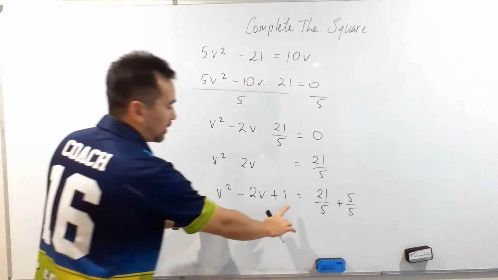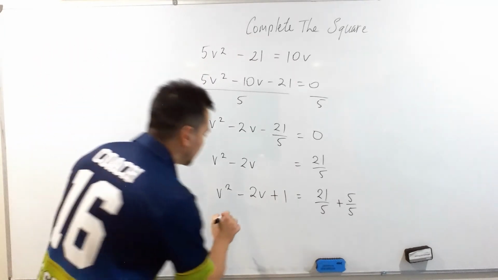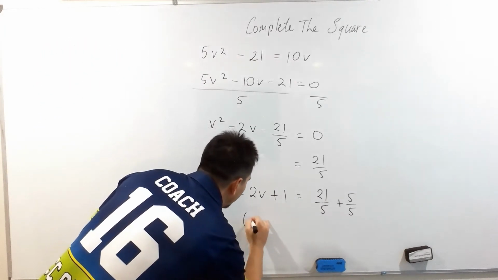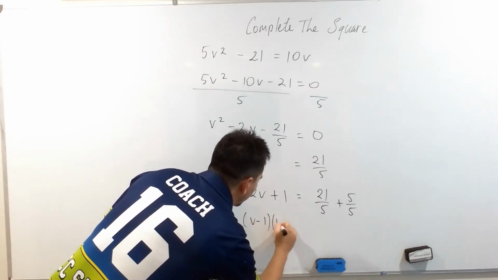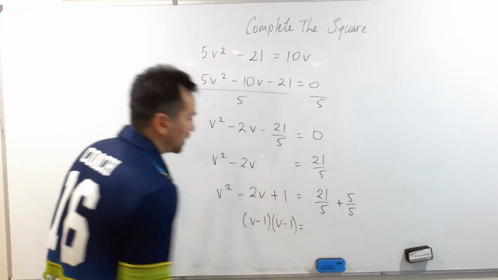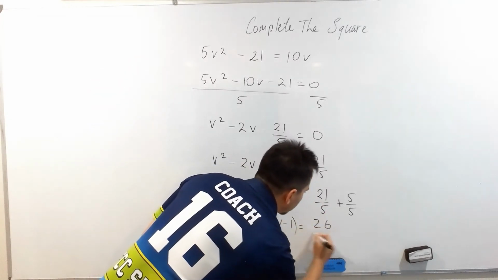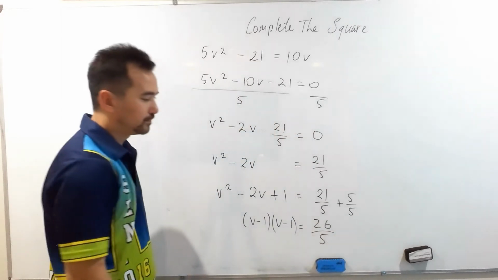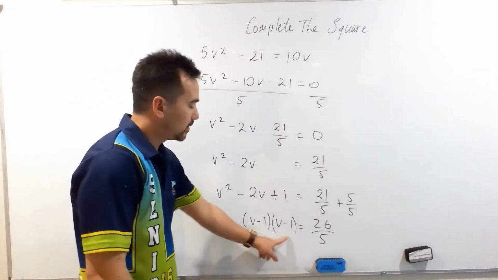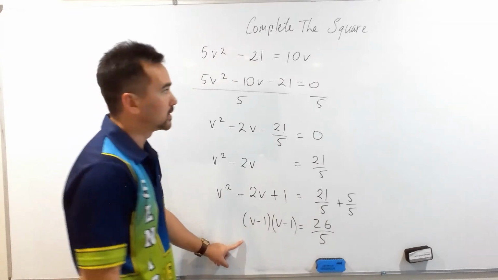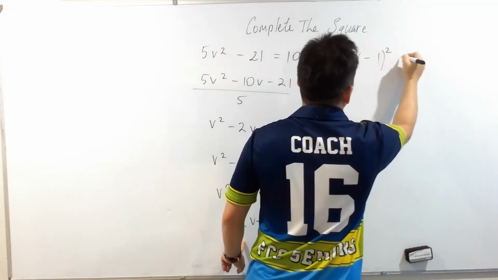Okay, this part always turns out to be a perfect square. So we get v take away 1, v take away 1 is equal to 26 on 5. All right, and now I can simplify v take away 1 times v take away 1 as v take away 1 squared.